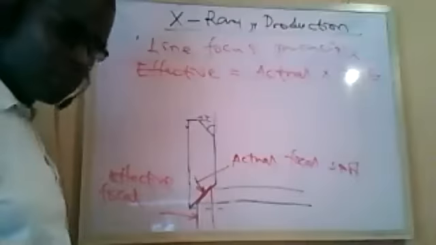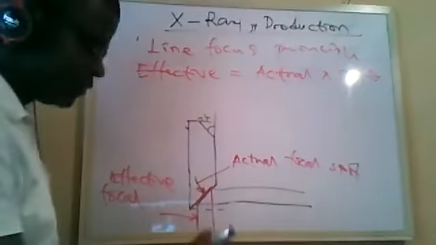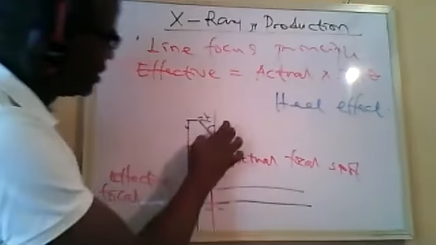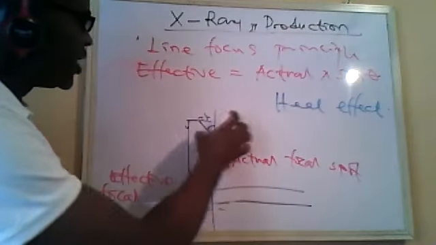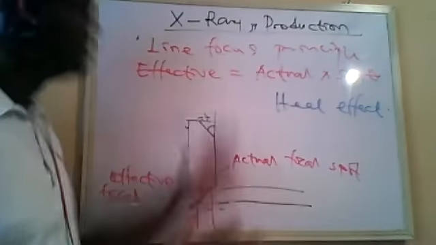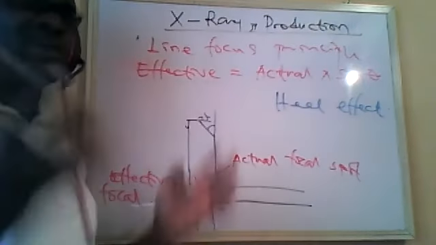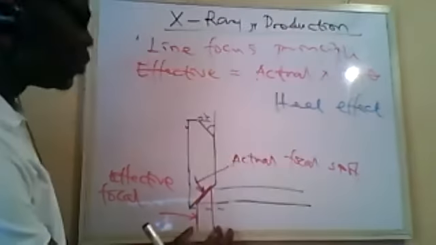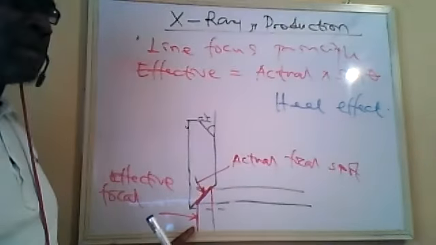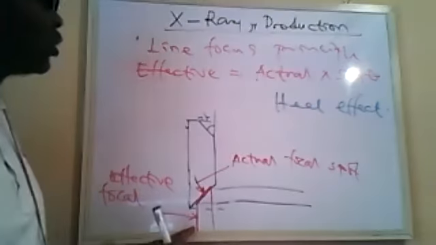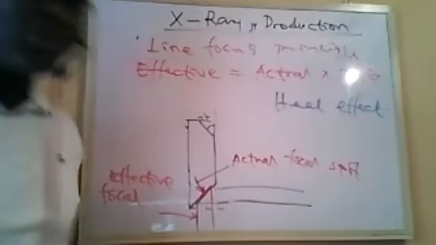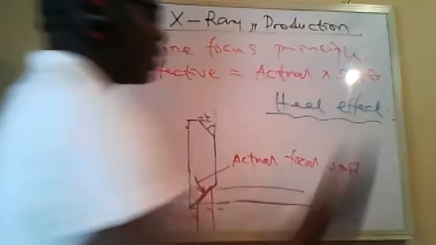I think we can also quickly bring in the heel effect here. Heel effect. Initially, the angulation here isn't a problem. With the line focus principle, it is actually used to an advantage because it helps in making this as small as possible, helping us with detail, that is, with spatial resolution. It also helps in efficient dissipation of heat. But one problem it introduces is the heel effect.